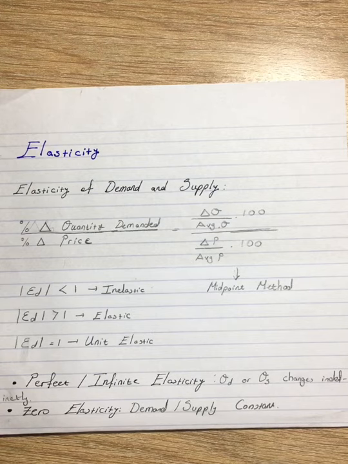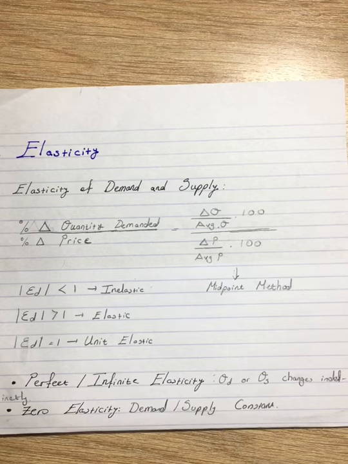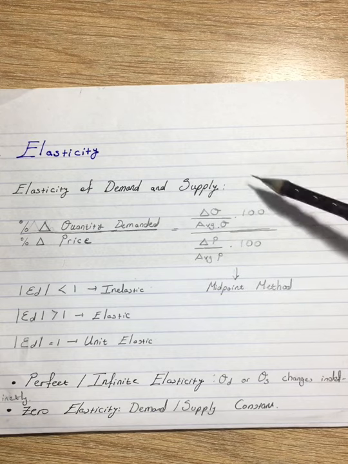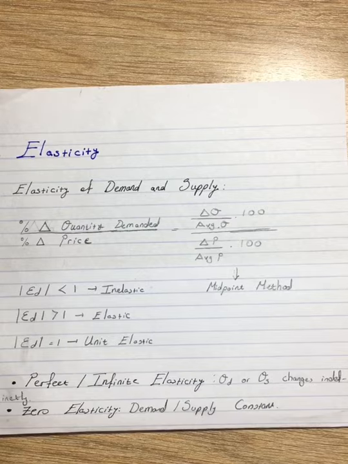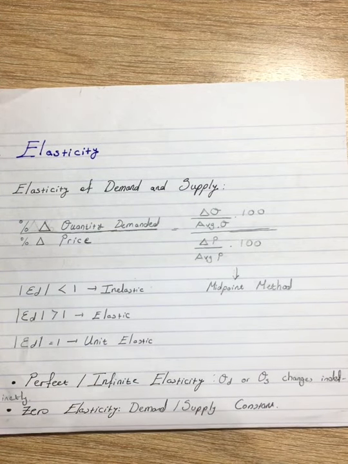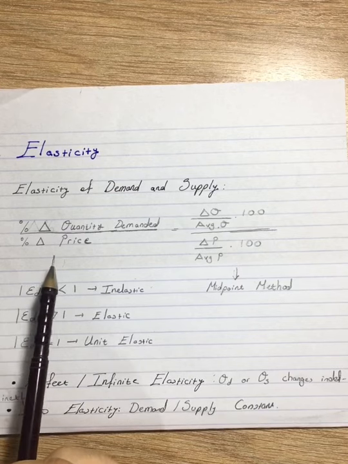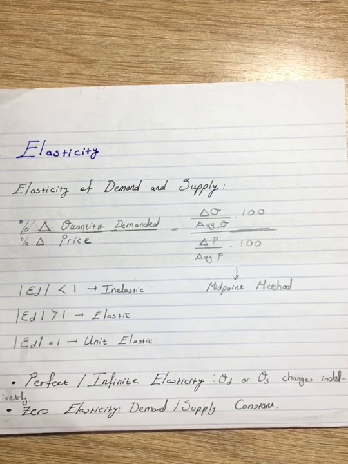I will use the midpoint method for solving questions, and I suggest that you memorize this equation, and it's the same thing. These are the same thing. You can find it by expanding this to this. So what's inelastic demand? If the elasticity of demand is less than 1, it means that this good is inelastic.